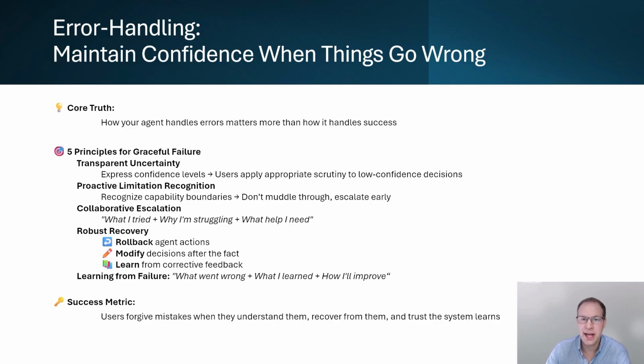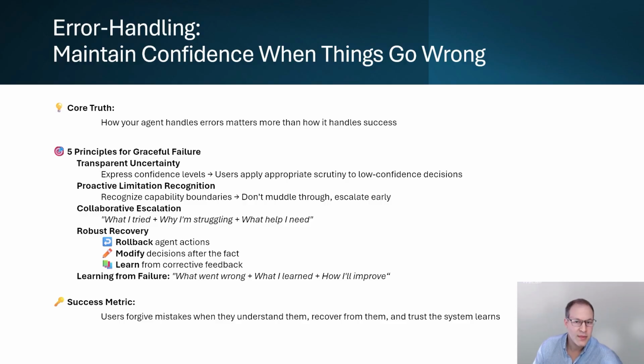Often, how your agent handles errors and limitations is even more important than how it handles success. Users can forgive mistakes if they understand them, can recover from them, and trust that the system will learn. To handle errors effectively, you need to go beyond simple error messages. You need to create a strategy to detect, communicate, recover, and improve. It is critical throughout this process to maintain user confidence.